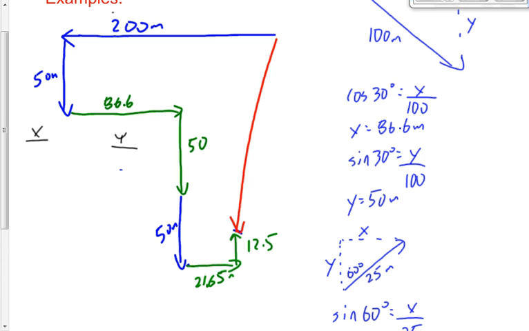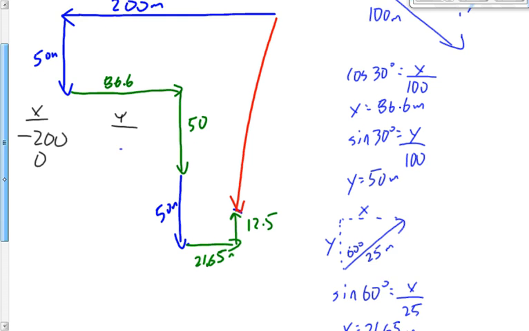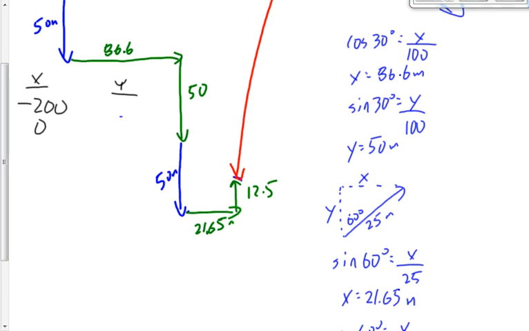The x component of the first one. Spencer, the x component of the first one is what? Yeah, negative 200. Good. Negative because it's to the left. The x component of the second one, Joe? 0. The y component is 50, right? Okay, the x component is 0 because it's on the y-axis. We want the x-axis. The third one, the x component of the third one.